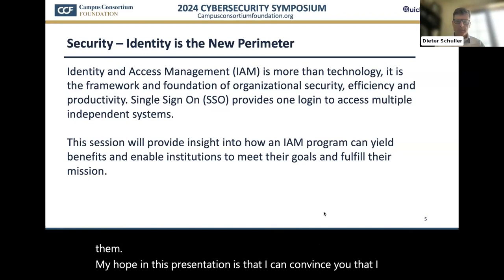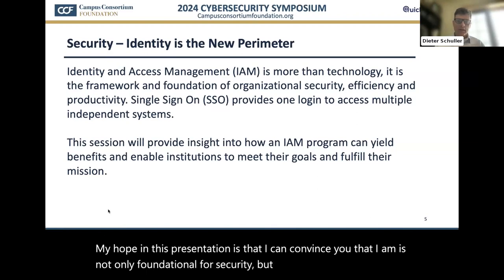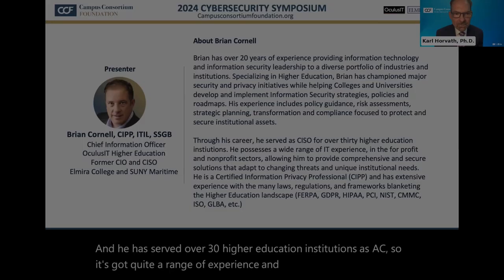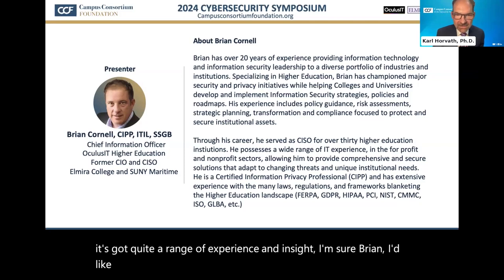My hope in this presentation is that I can convince you that IAM is not only foundational for security, but it is foundational for all of the things that you want to do going forward when it comes to running the business of your higher ed institution. Brian, I'd like to hand it over to you.